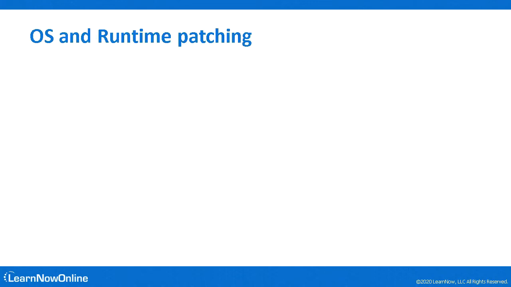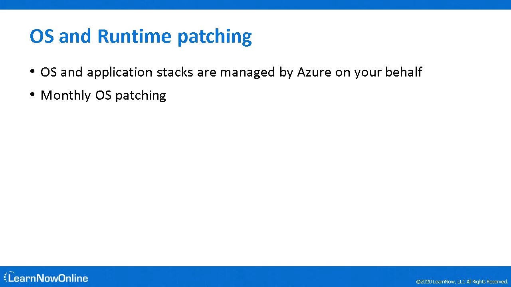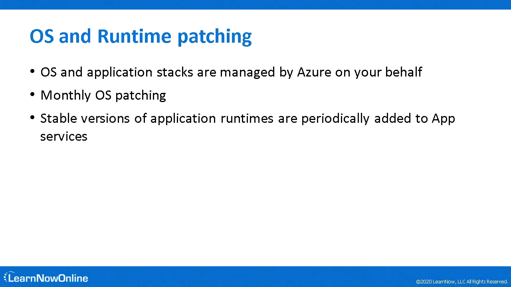Maybe you want to configure the operating system and runtime patching. Because app service is a platform as a service, the operating system and application stack are managed for you by Azure. You only manage your application and data. Azure manages operating system patching on two levels: the physical servers and the guest virtual machine that run the app service resources. Both are updated monthly. These updates are applied automatically in a way that guarantees the high availability SLA for Azure services. Every time, the new and stable version of this patching is going to be available for you. Stable versions of your application runtimes are periodically added to your app services.